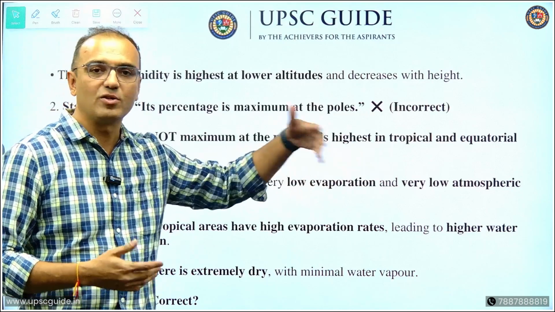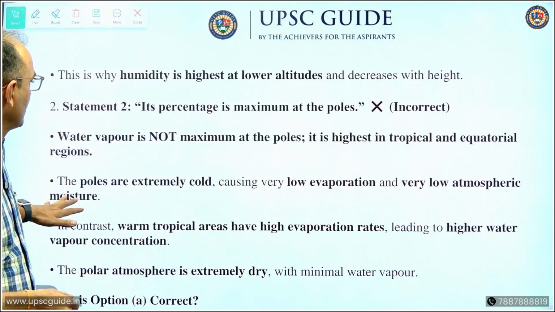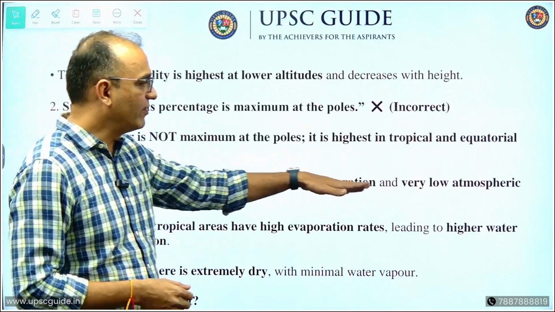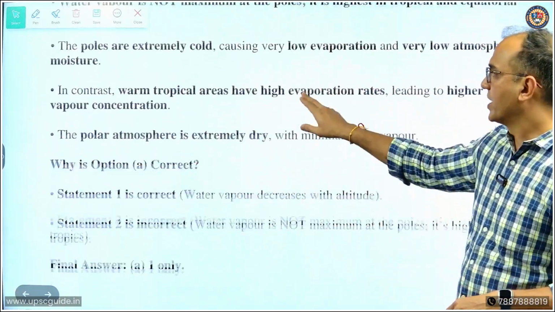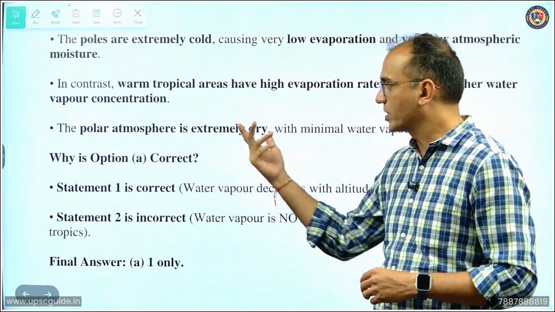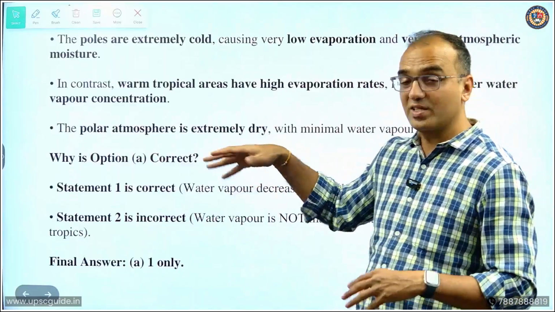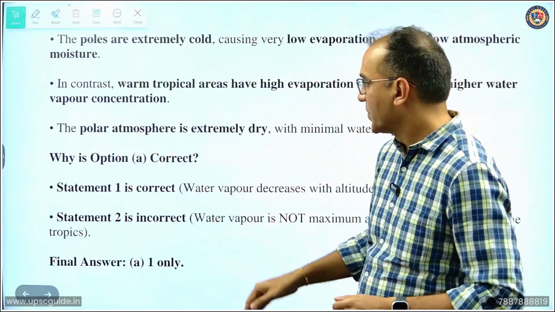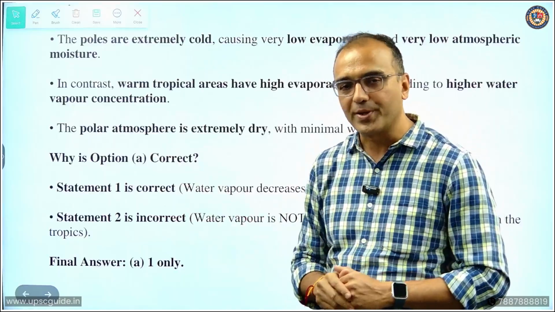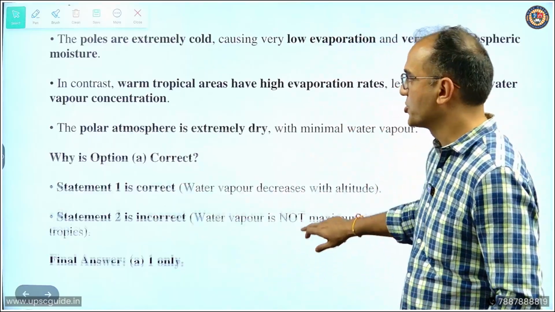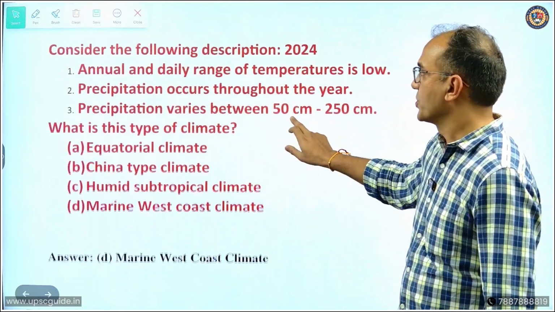It is highest in the tropical equatorial belts. The poles are extremely cold, with very low evaporation and low atmospheric moisture. Warm tropical areas have high evaporation rates and vapor concentration, right? So rather, the polar atmosphere is very dry. So statement 1 is correct, statement 2 is incorrect. Answer is A, 1 only. I hope you have understood the explanation. Now let us go to the next question.